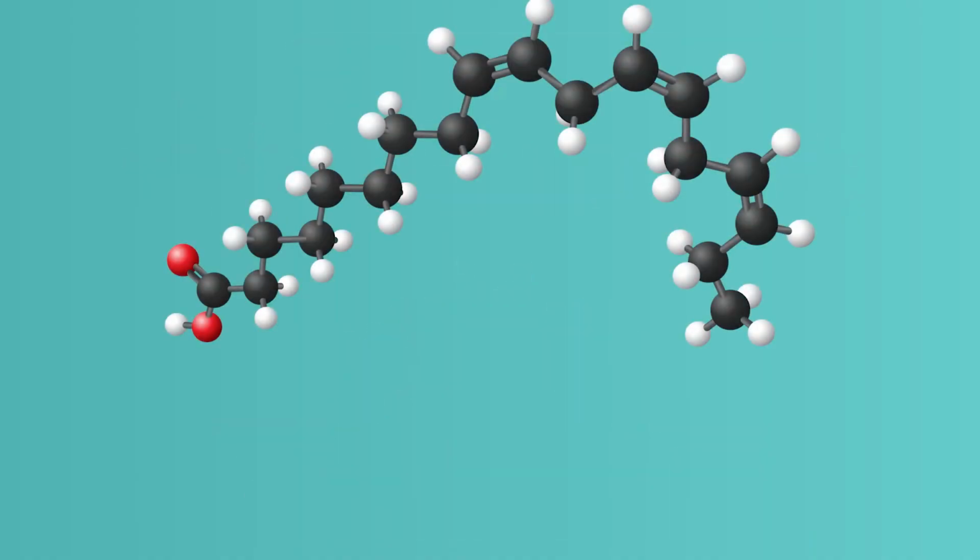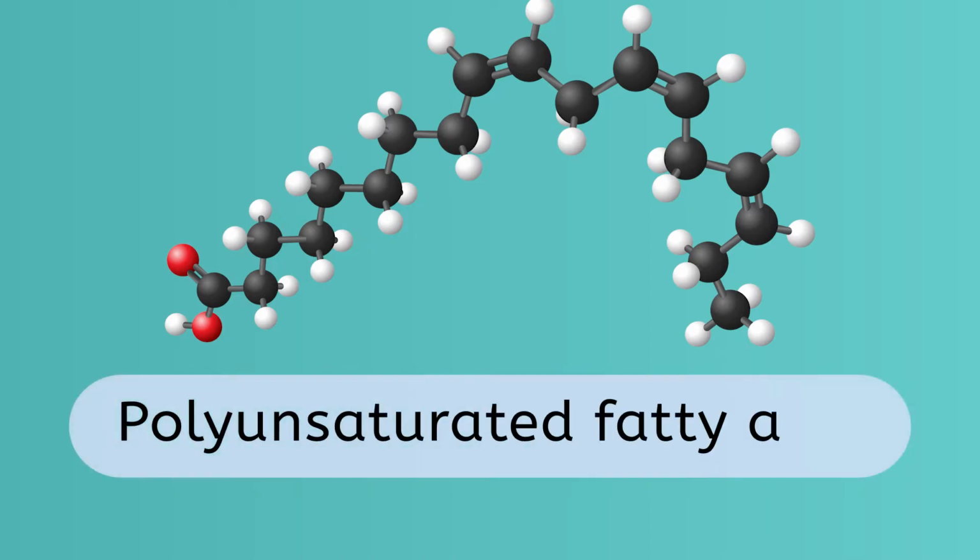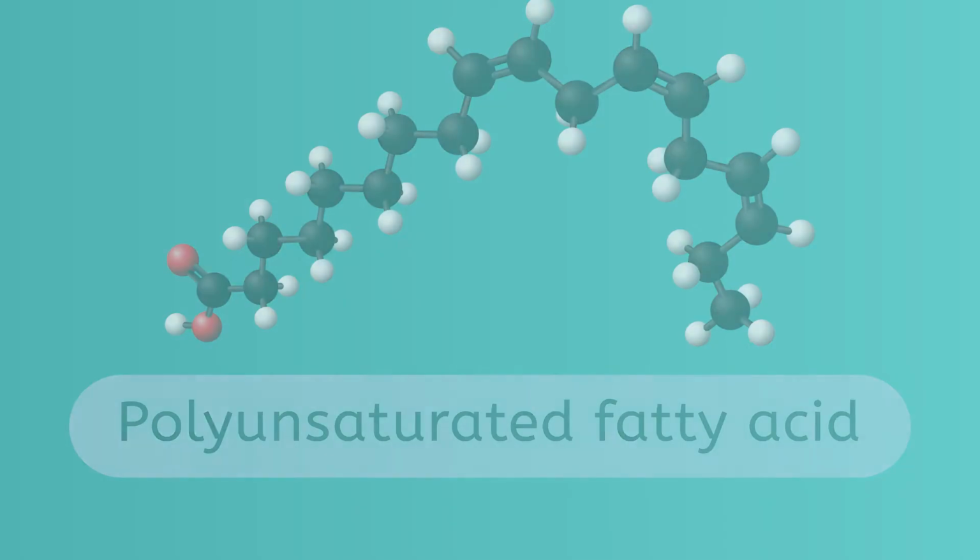A fatty acid may also contain more than 1 double bond, like the one shown here. Such fats are called polyunsaturated fats. They have even more kinks than monounsaturated fats. The different shapes of these fatty acids have major implications for the triglycerides which contain them. Let's look at 2 examples.